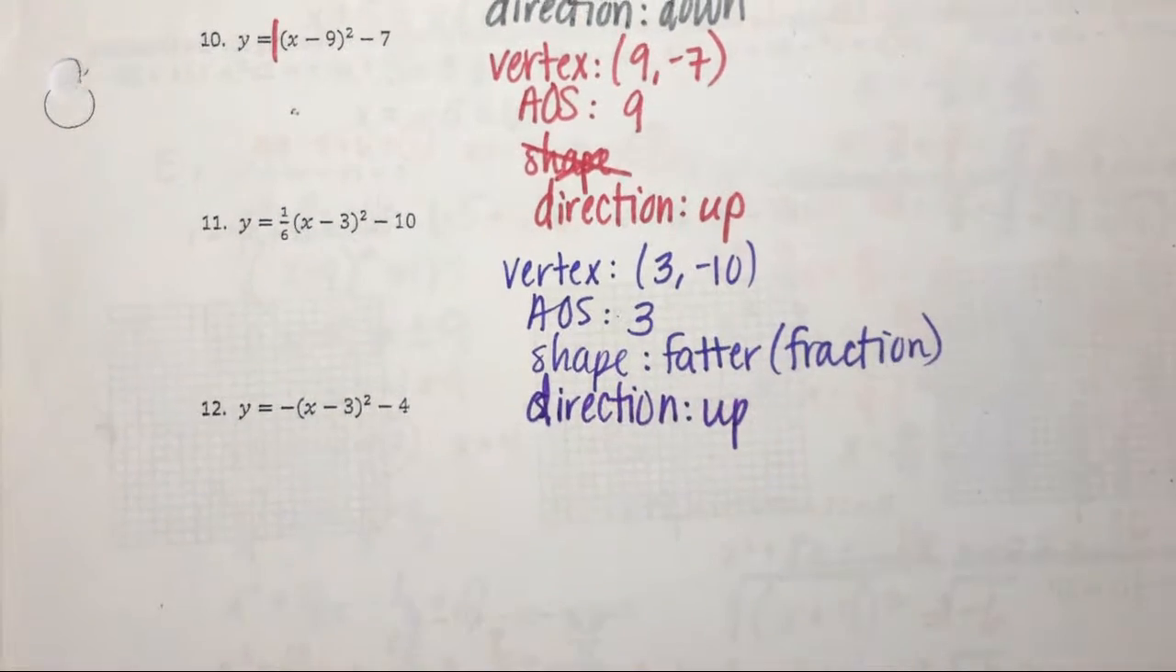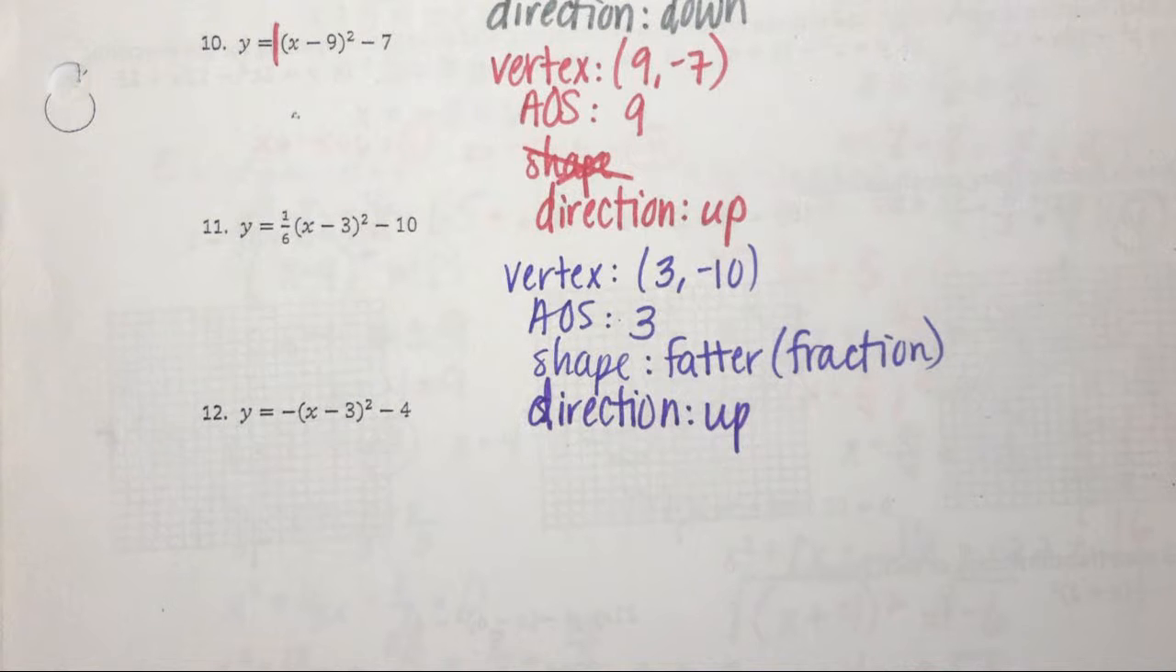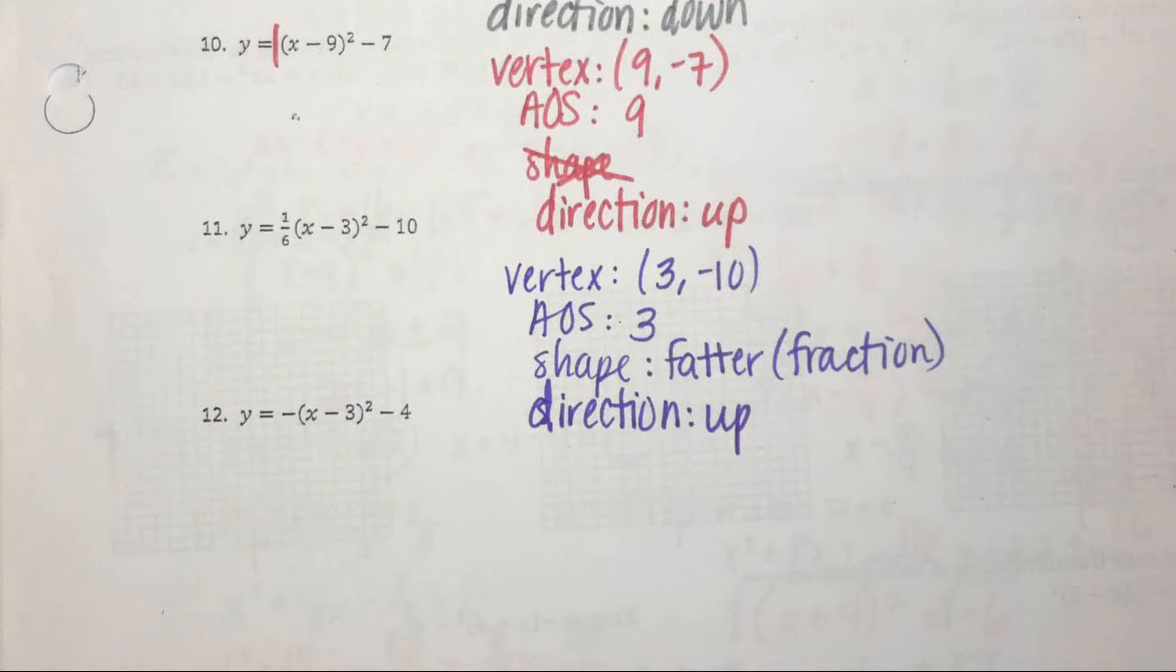So I'm going to be super lazy and not even make the list for the last one. My vertex is 3, negative 4. My axis of symmetry is 3. My shape hasn't changed any. My direction is down. Are there any questions about those?